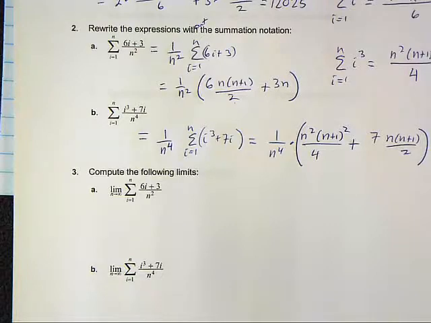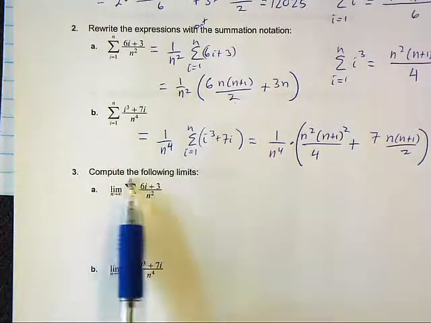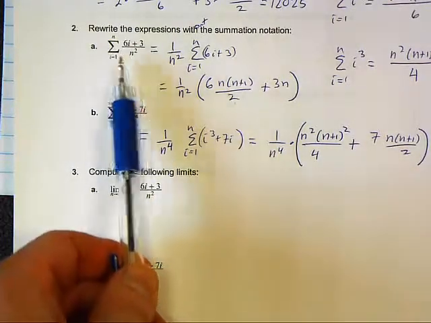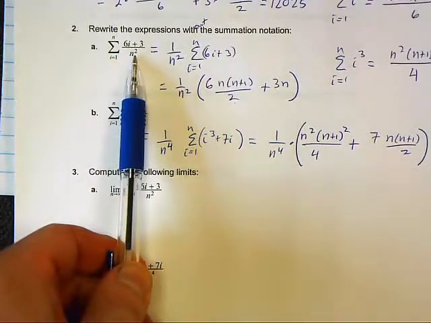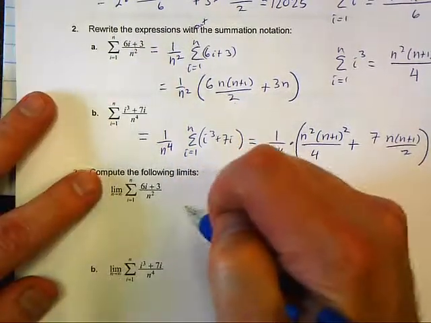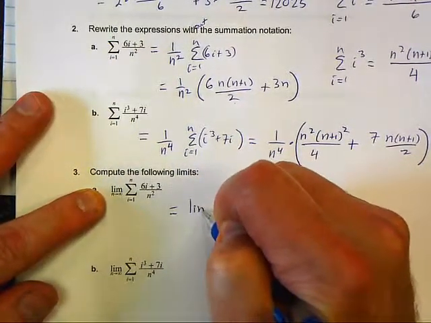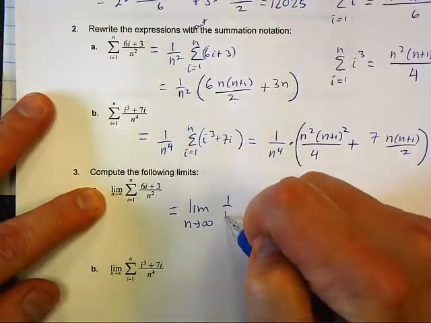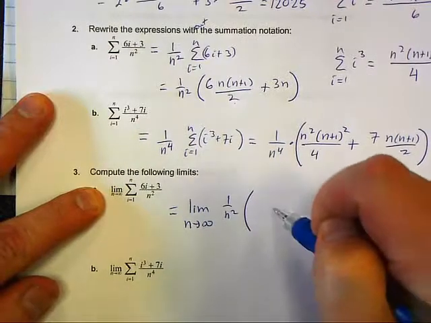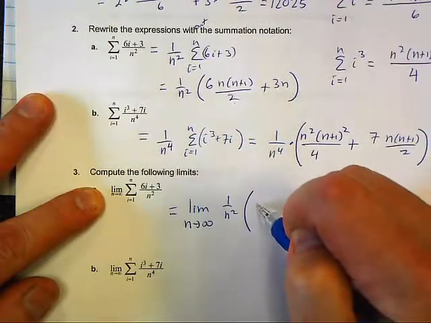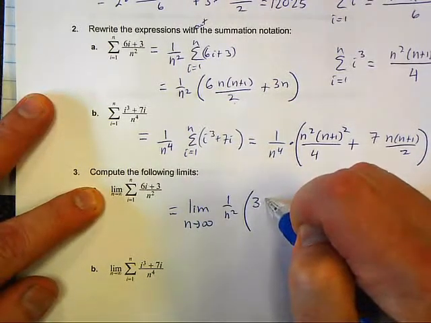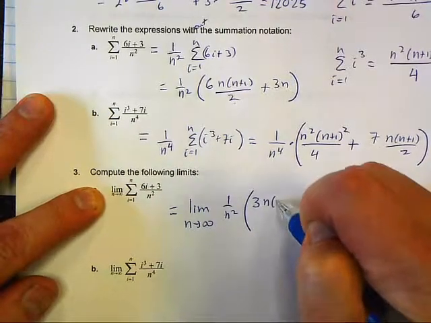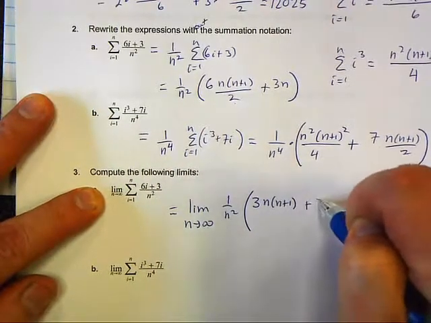Okay, very good. So you might notice that the summation in 3a is exactly the same summation we did in 2a. So this really just becomes the limit as n goes to infinity. We ended up with our answer 1 over n squared times, I'm going to write this as 3n times n plus 1 plus 3n.